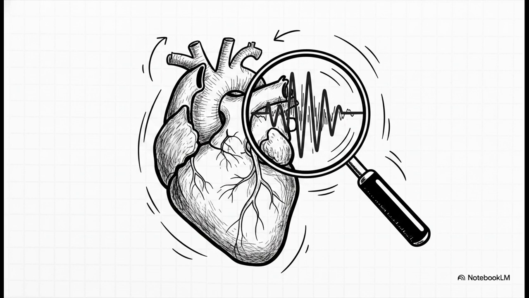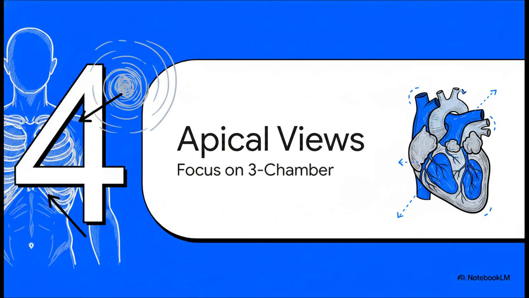Why does this specific RV outflow view matter so much? Because in clinical practice, this view is absolutely critical for assessing pulmonary hypertension. It allows you to evaluate the pulmonary valve for specific Doppler profiles that are directly associated with elevated pulmonary pressures. On top of that, it's absolutely essential for catching congenital heart diseases that involve the right ventricular outflow tract. So, bottom line, never ever skip optimizing this view on a dyspneic patient. It's a lifesaver.